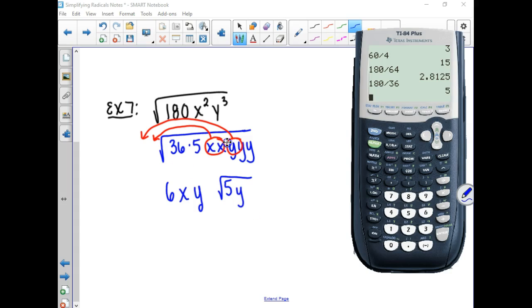Now notice these x's and y's were separate. I sometimes tell my kids these are different prison gangs here. They will not help each other get out of prison. So if I had an extra x, it could not help that extra y get out of prison. You have to stick with just the variables that match there. So square root of 180, x squared y to the third equals 6xy square root of 5y.